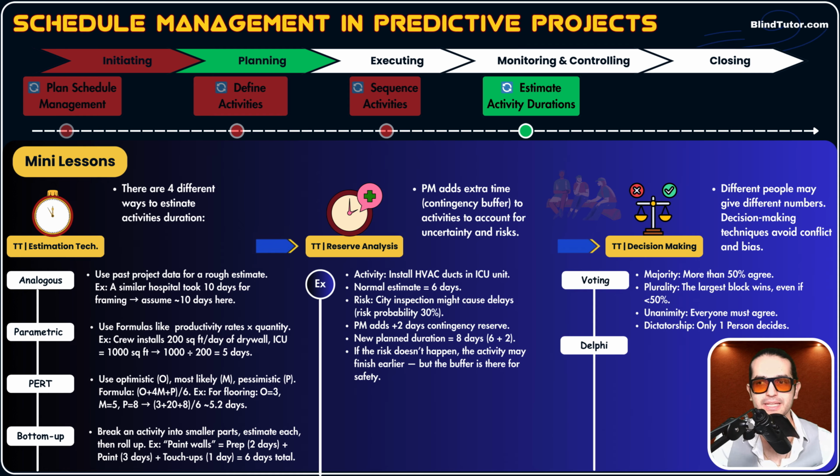Next one, unanimity, guys. Unanimity, remember? I couldn't pronounce unanimity. Unanimity means everyone must agree, guys. So we have 4 experts, for example. All of those 4 experts need to agree that this activity takes, for example, 4 days. If there is still a conflict, you need to have a deeper discussion. We need to continue our meeting until everybody agrees.